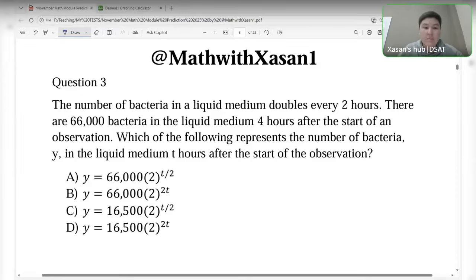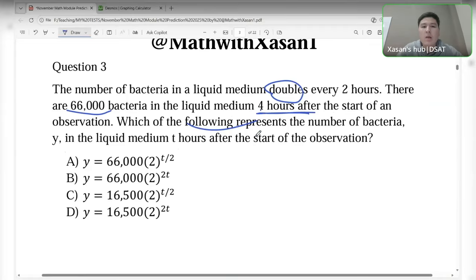The number of the bacteria in a liquid medium doubles every 2 hours, like doubling, guys. It means it is just increased by 100%. There are 66,000 bacteria in the liquid medium 4 hours after the start. Like after 4 hours, you have 66,000. The question is asking, which of the following represents the number of bacteria y in the liquid medium t hours after the start of the observation?